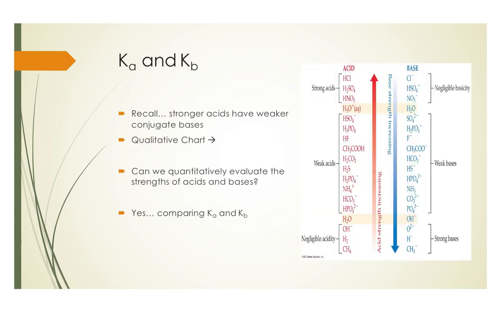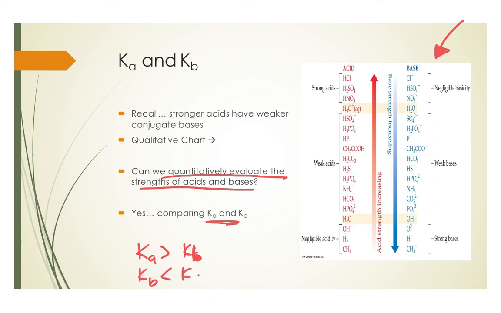The last thing we have is the relationship between Ka and Kb. We have seen this chart before, where stronger acids have weaker conjugate bases. We see that qualitative chart there. We want to know, can we quantitatively evaluate the strengths of acids and bases? We can, by comparing their Kas and their Kbs. If Ka is greater than Kb, then the acid is stronger than the base. If Ka is less than Kb, then the base, of course, is stronger in relative terms.